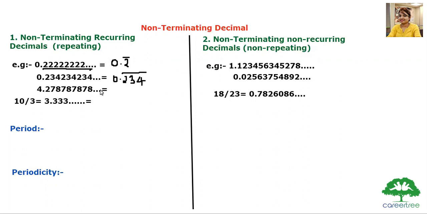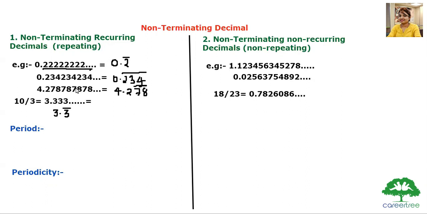In the same way, for this one, in short form you can write 4.278 and we give a bar over 78. And for example, in the form of a fraction, if you take an example of a non-terminating repeating decimal, 10 by 3, and you convert it into decimal, it will be 3.3333. So we can write it as 3.3 bar. This type of decimal in which the digits repeat after the decimal point, we say is a non-terminating repeating decimal.